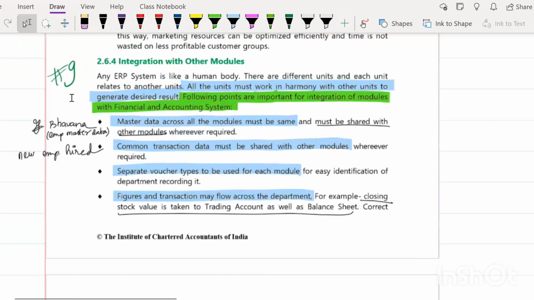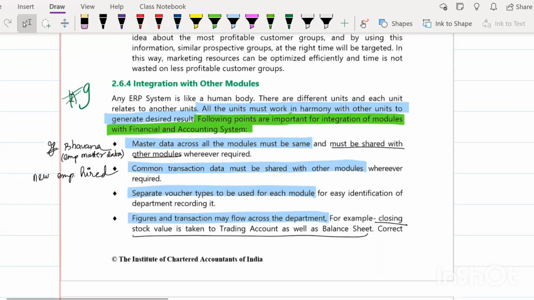Here they tell how integration is going to happen with other modules. These are the basic 11 modules, and there might be even more modules, as I said at the start of the ERP class itself. So how are they all going to come together? They say all the units or modules must work in harmony with the other units to generate a desired result. That is true, because only when one module works in coordination with the other will you get the desired result, or else it is going to be a big mess.